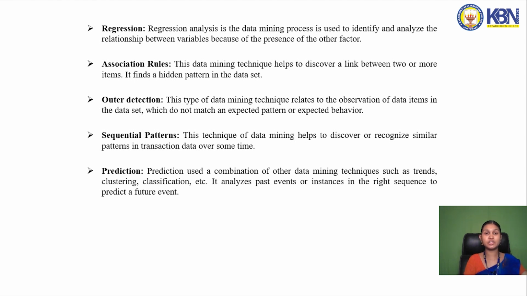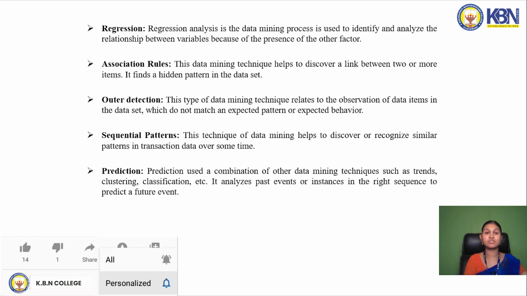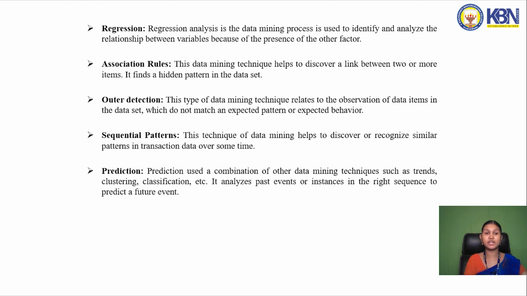Next one, outlier detection. In this type of data mining technique, you collect the observations of the data items or data set. If these items are not matched, you need not implement outlier detection. If the data is matched, you have to implement outlier detection. Next one, sequential pattern. This technique helps to recognize similar patterns in the transaction data over some time. Next one, prediction. It is the combination of other data mining techniques, examples being cluster and classification algorithms. First of all, you have to analyze the right sequence to predict a future event.